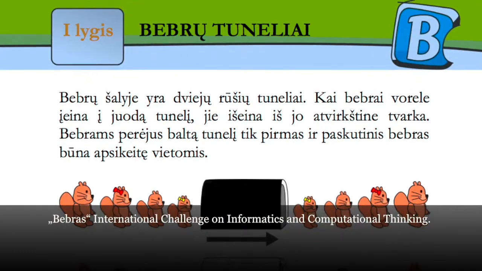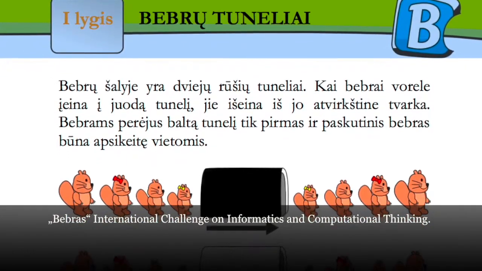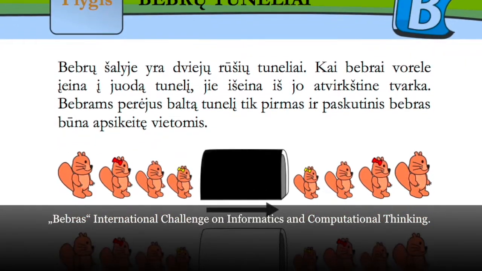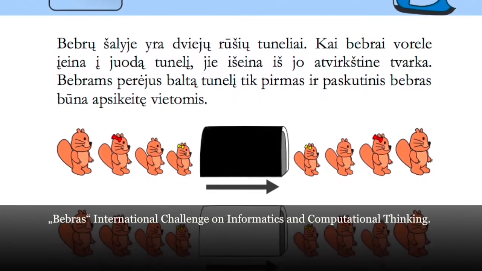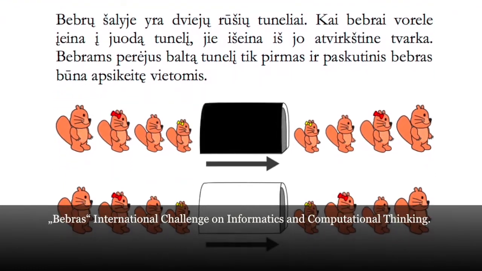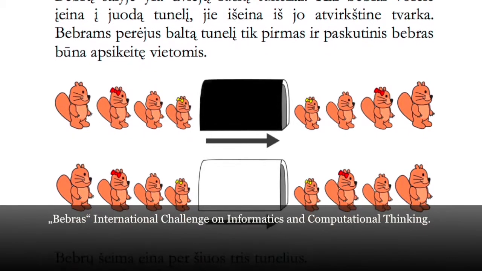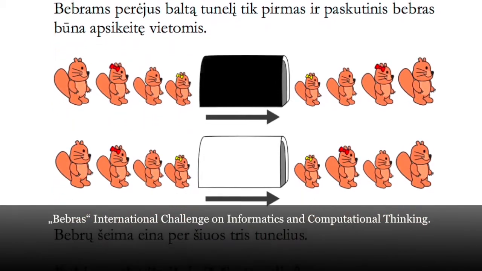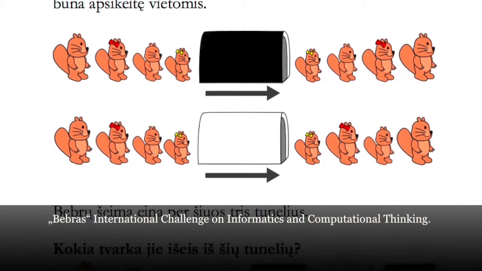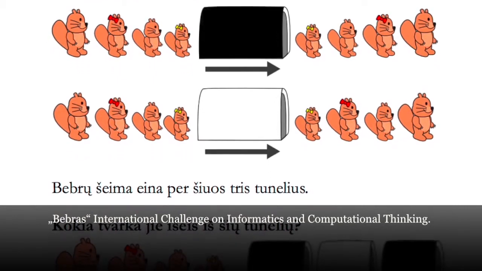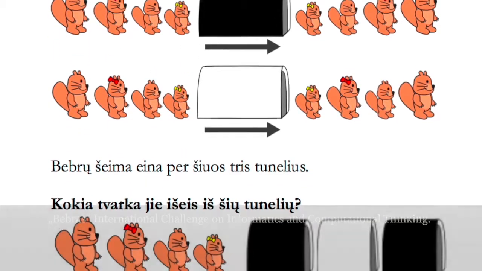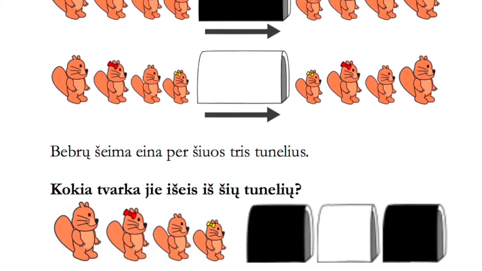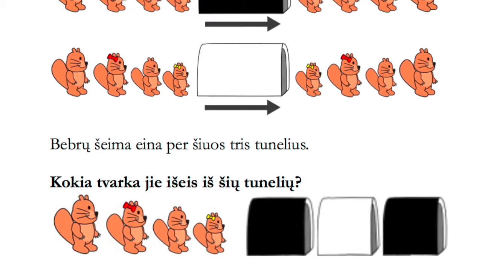Students need to solve this task. In the land of beavers, there are two types of tunnels. When beavers enter a black tunnel, they leave it in reverse order. After crossing the white tunnel, only the first and the last beaver have exchanged places. The family of beavers goes through those three tunnels. In what order will they leave those tunnels?